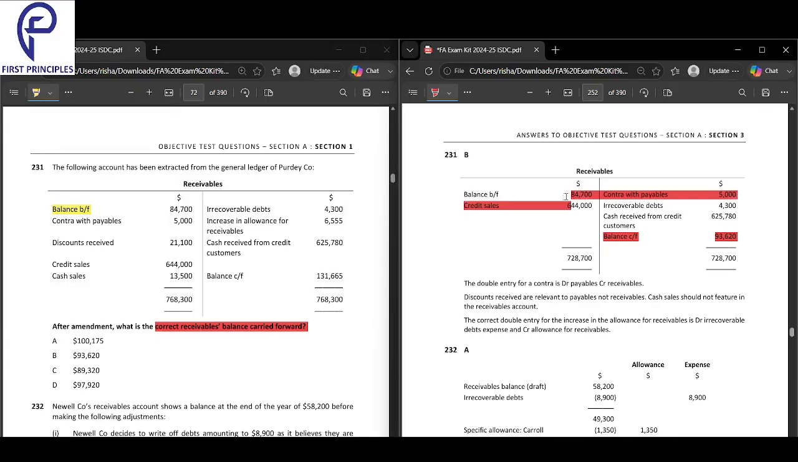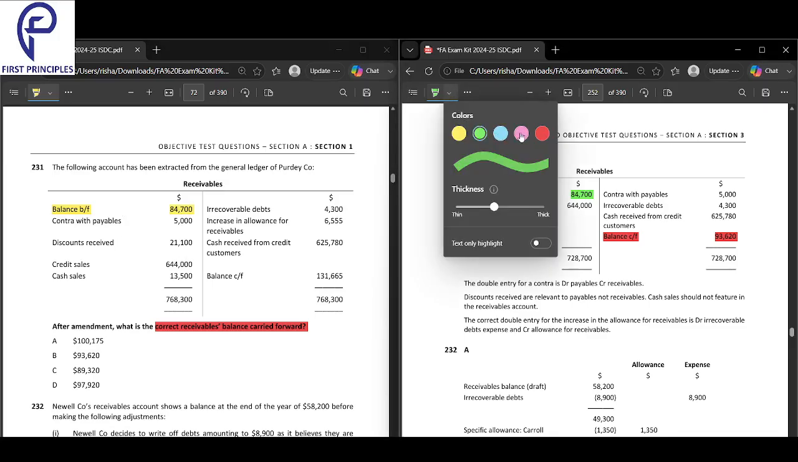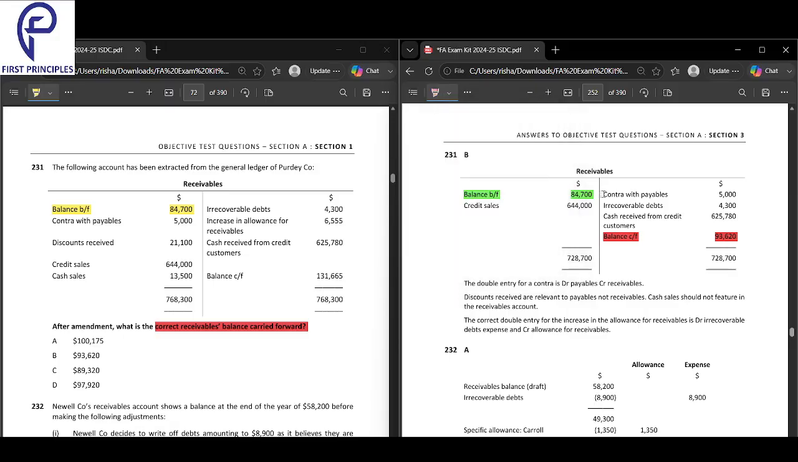Opening and opening, no problem here. Then contra with payables comes on that side. This is the first mistake. We had just done contra with payables in the previous sum. Whenever you have purchases and sales with someone, instead of paying in cash, you net it off, because you are purchasing also and selling also. You only settle on a net basis. So this is the first mistake.